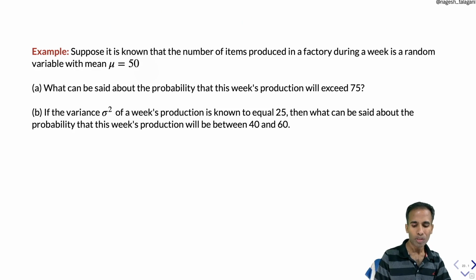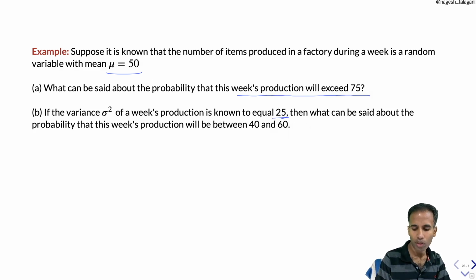Example: suppose it is known that the number of items produced in a factory during a week is a random variable with a mean mu equal to 50. Question A: what can be said about the probability that a week's production will exceed 75? Question B: if the variance sigma square of the week's production is equal to 25, then what can be said about the probability that the week's production will be between 40 and 60?